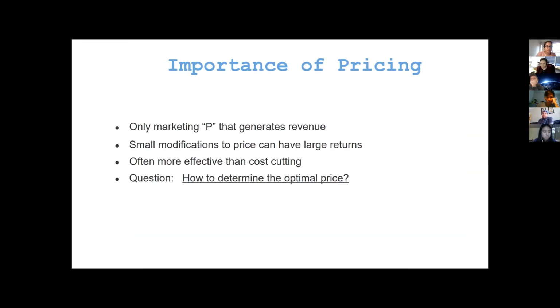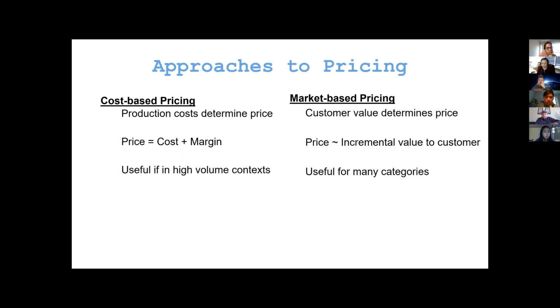So the importance of pricing, as I mentioned earlier, is it's the only marketing P that directly generates revenue. And as you saw with the example, small modifications in price can have large returns. It's more often effective than cost cutting, but the real question, and this might be the reason why many firms don't focus on price as much, is that a lot of practitioners are not sure how to determine what your optimal price is. So we're going to talk about a couple, there's many ways to do this, but we're going to talk about two commonly used methods to do that. So approaches to pricing.